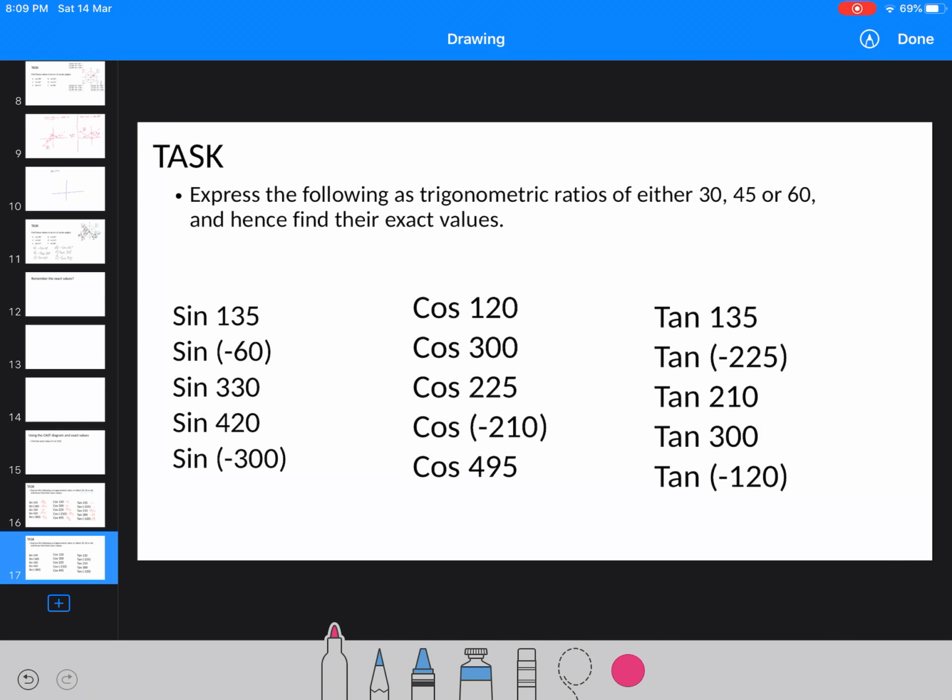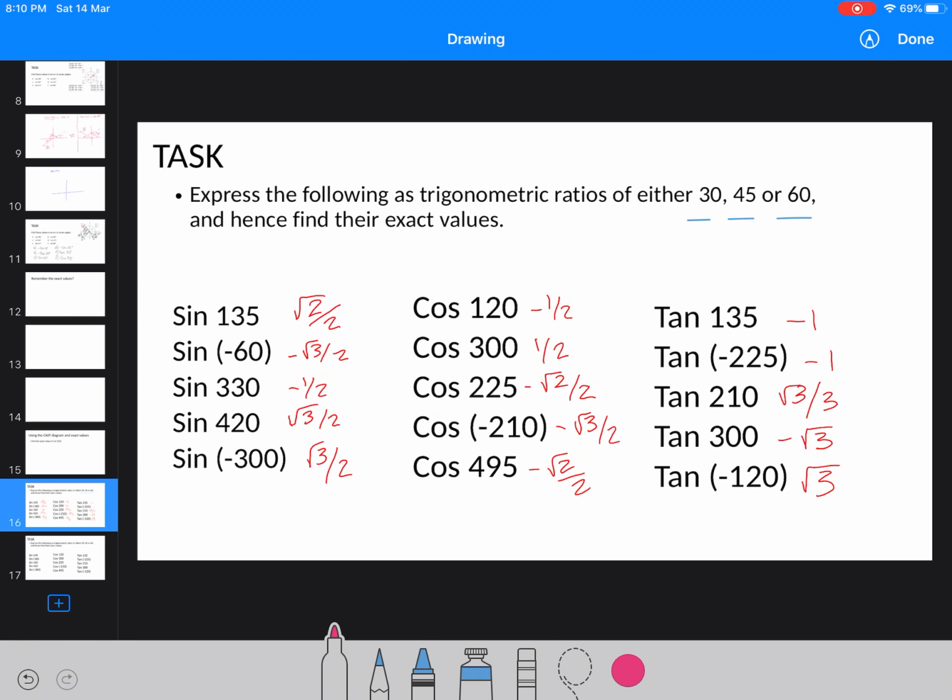You can try to find the exact values with respect to 30, 45, and 60 degrees for all these angles, find in which quadrant they are located, find whether their sine, cosine, and tan are positive or negative in that quadrant, and refer them back to 30, 60, and 45 degrees as we did in the example earlier, and you should be getting these answers. So try them out and hopefully you understood everything. In the next video will be our last part of chapter 6, which is solving trigonometric equations.